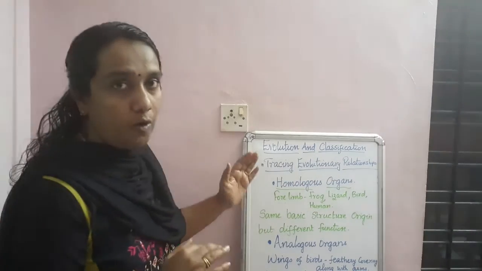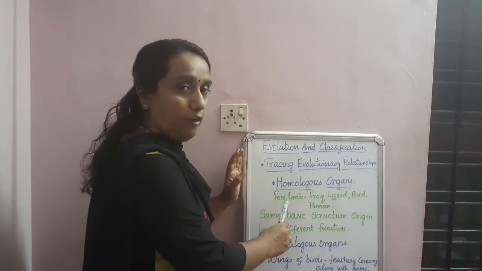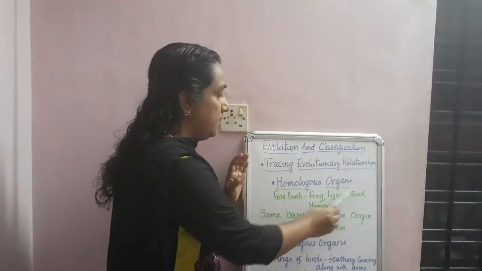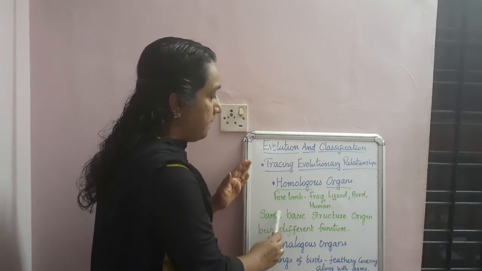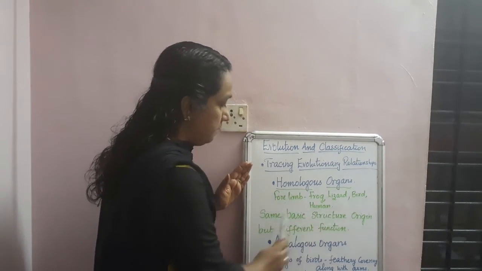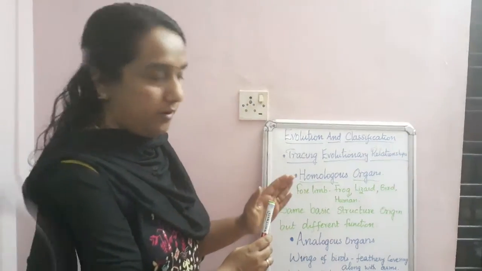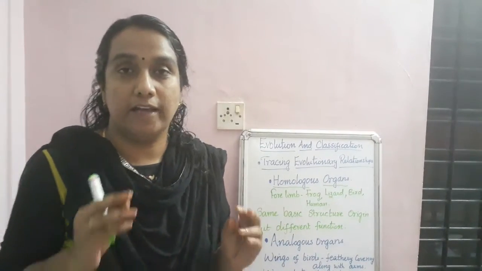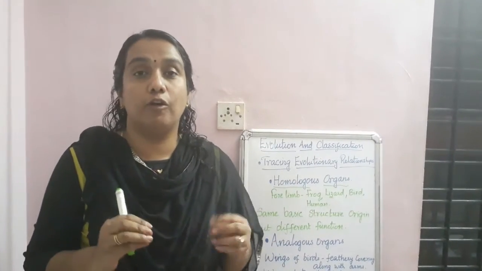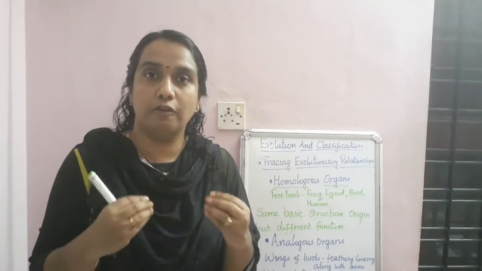So once again, homologous organs are, in the case of frog, lizard, bird and human beings, for example the forelimb: same basic structural origin but different function. This is one example of homologous organs. Now let's see what analogous organs are. I will tell one example. The forelimb of birds, the wings of birds, is used for flying.